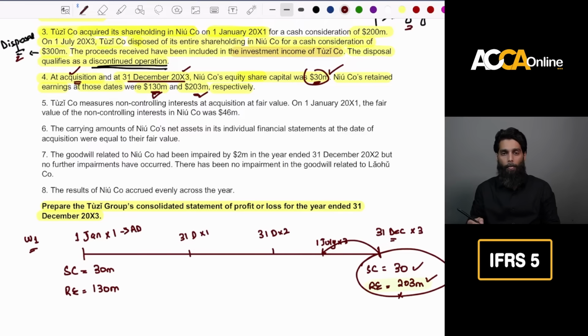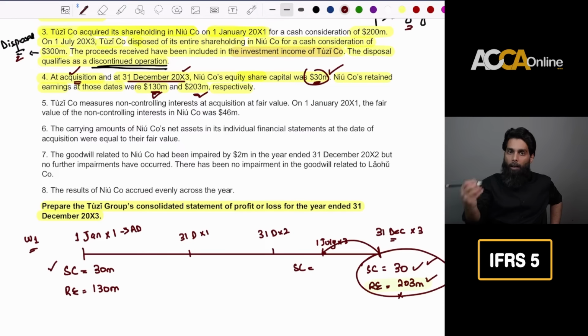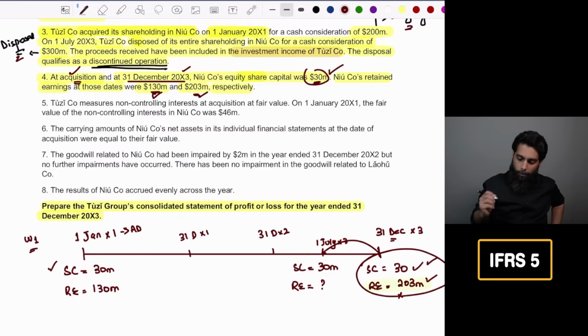Now, as a matter of fact, I know the share capital would have remained the same. It was the same at the acquisition date. It is the same even after 3 years. So obviously, even 2.5 years after, it would have been the same. The share capital would have been the same. But sir, the question is, what about retained earnings?